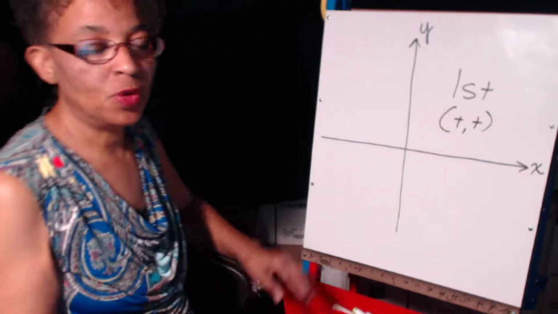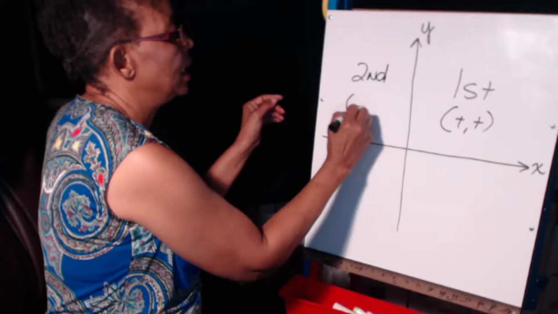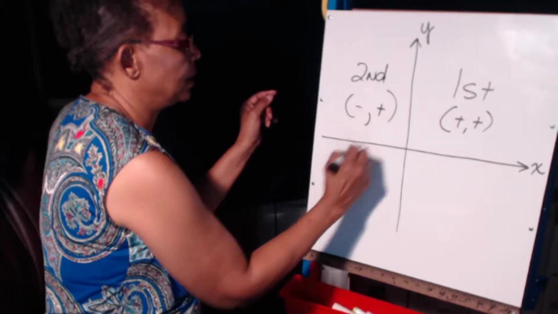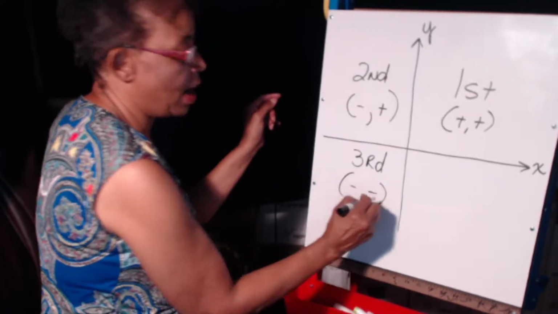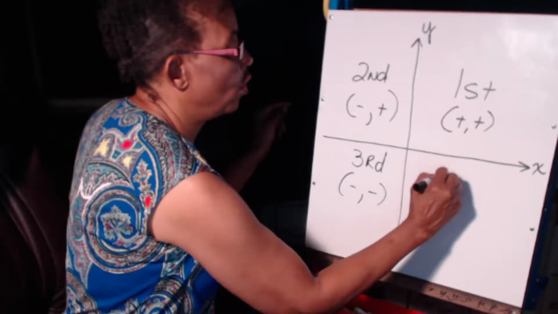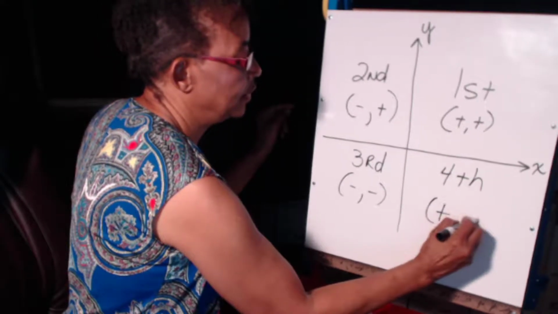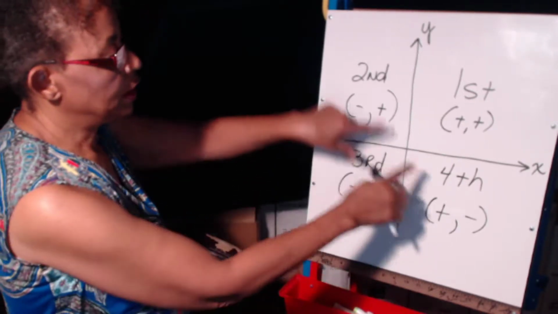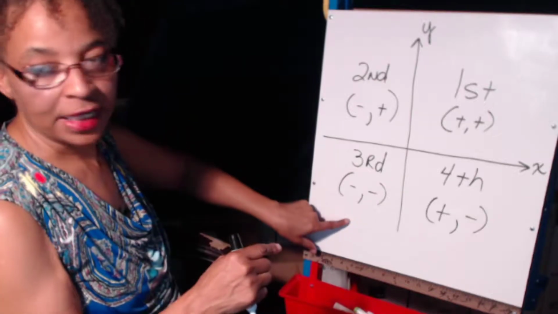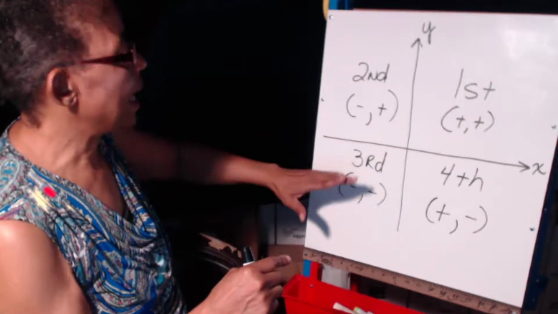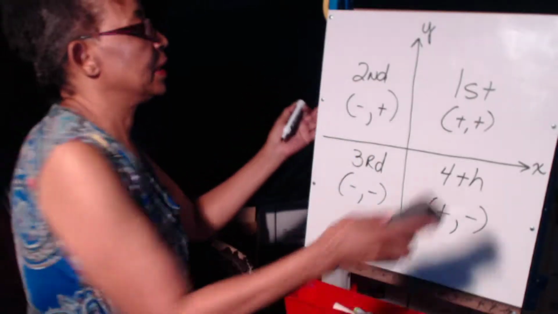We did this before. Again, just a quick review. Second quadrant, x is negative, y is positive. In the third quadrant, both x and y are negative. And in the fourth quadrant, x is positive and y is negative. Notice they're opposites. Positive, positive, negative, negative. Diagonal. Negative, positive, positive, negative. So they are opposites.